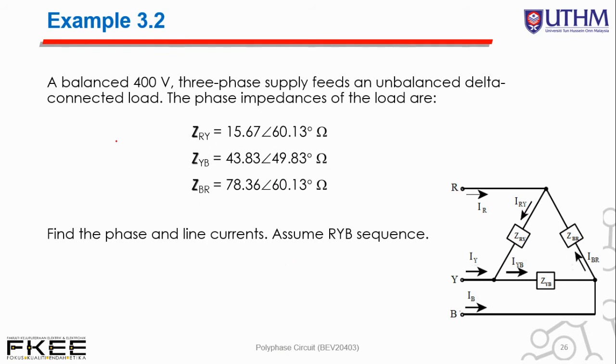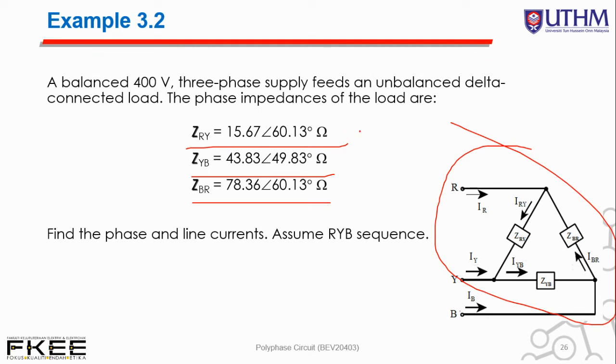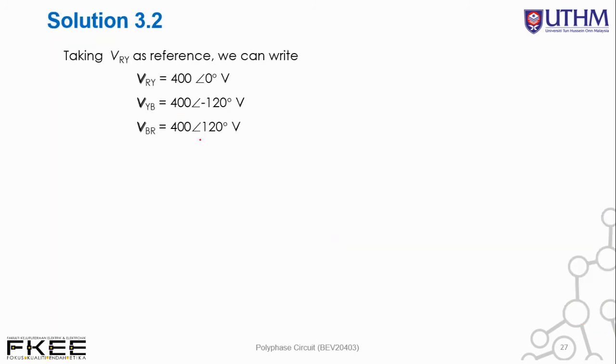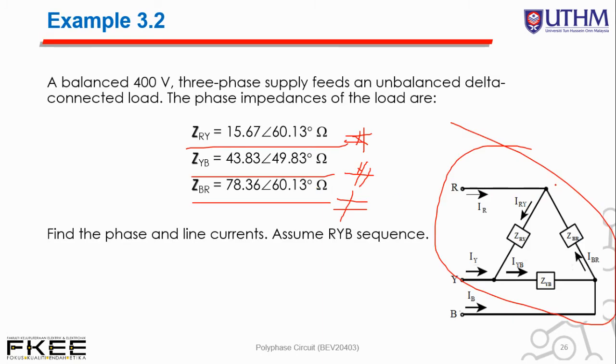So example 3.2, we have again the delta connected load with ZRY, ZYB, ZBR. All three are not equal. Not a cross, but this symbol is better. They are not equal compared one to another. Find the phase and line current, assuming RYB sequence. Taking VRY as the reference, we have the first V over here. This is the VRY, and we take this as our reference.